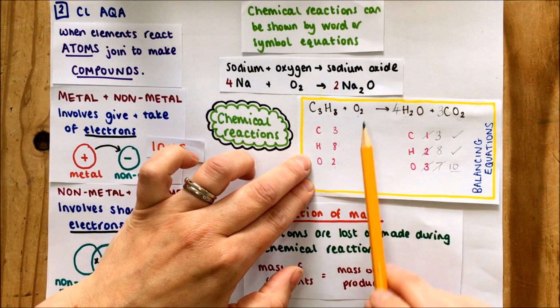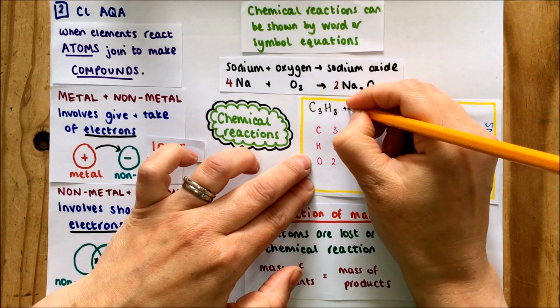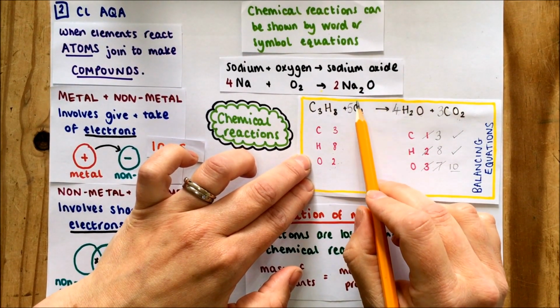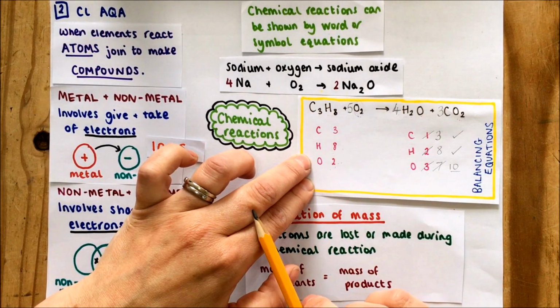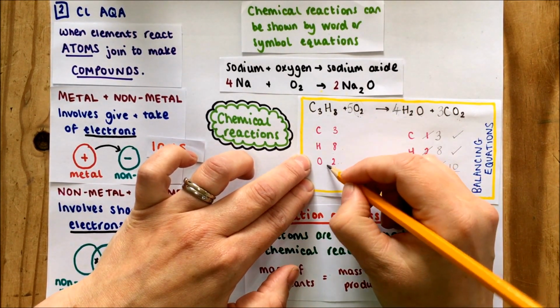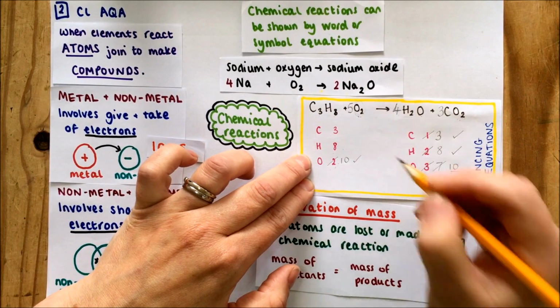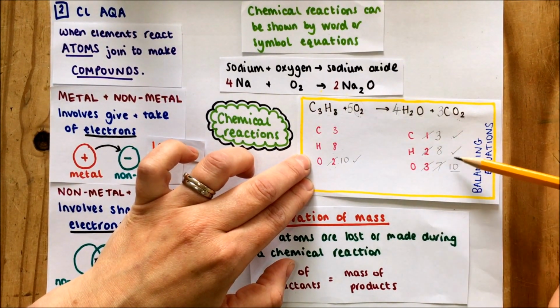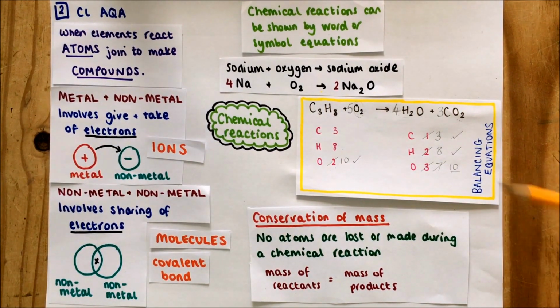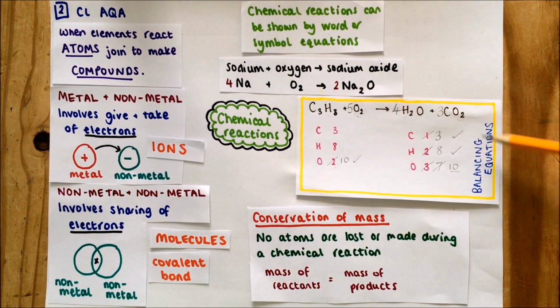So how can I make that 10? I can put a 5 there, because I've got 1 molecule of oxygen containing 2 atoms. So if I've got 5 molecules of oxygen, then that makes 10 there. And that is now balanced as well. So I've got 3 carbons on both sides, 8 hydrogens on both sides, and 10 oxygens on both sides. That is now balanced, okay? That's a skill you need to have.